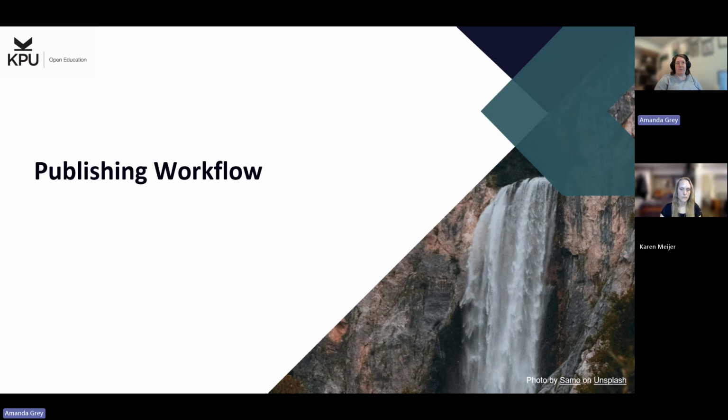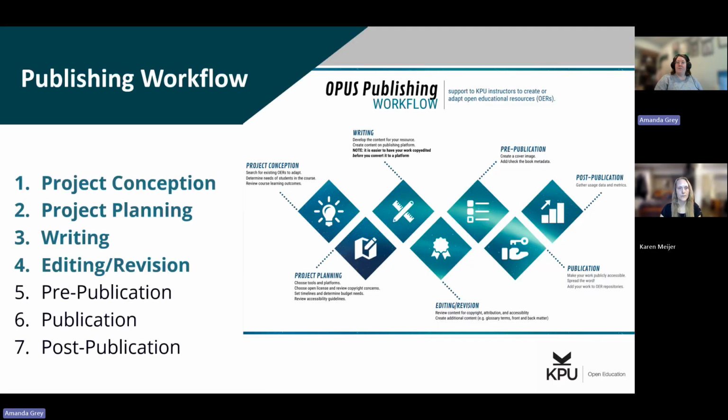So let's talk about what our publishing workflow is. This is a visualization, and it's gone through several changes over the years as we've made updates and refined things. We start with project conception and planning, then the actual writing, followed by editing and revisions. Then we head into the publication stages where we are getting ready to publish, we publish, and then all of the things that we do after publication. And we've identified that we can address accessibility during every phase leading up to publication.